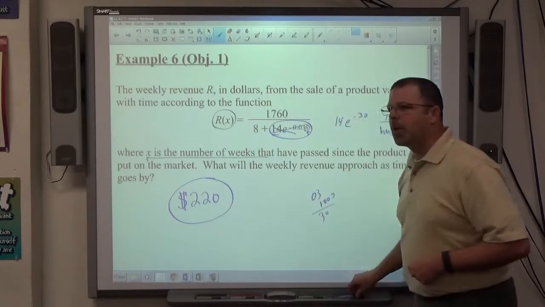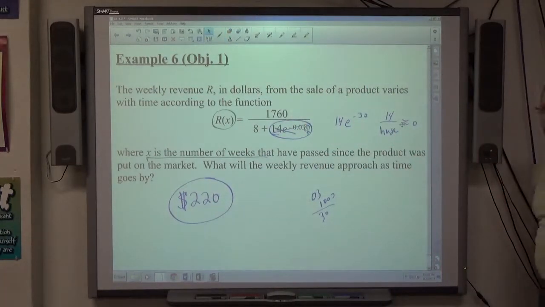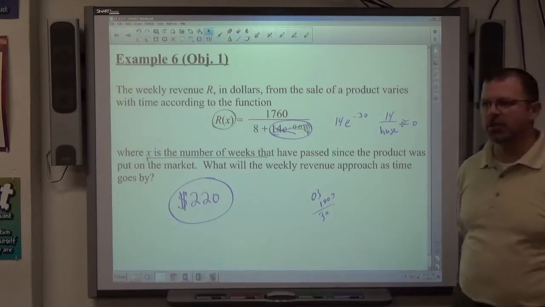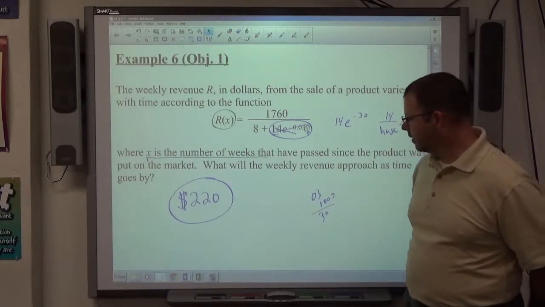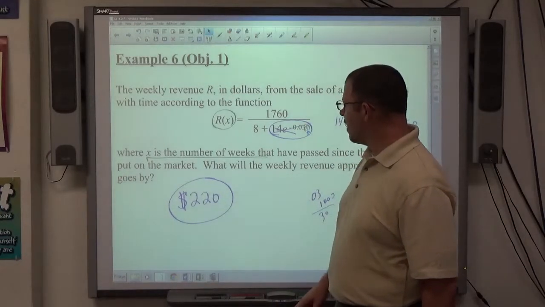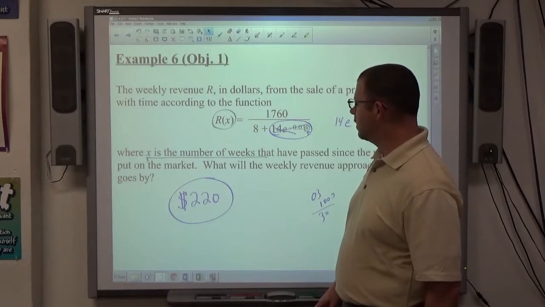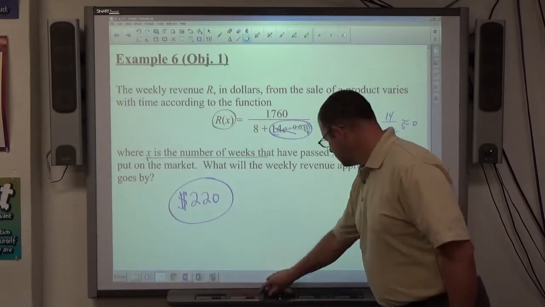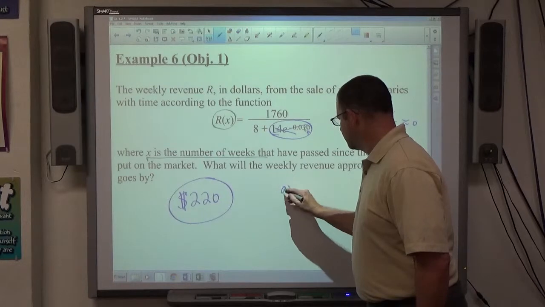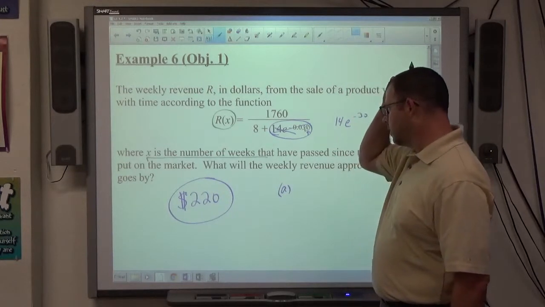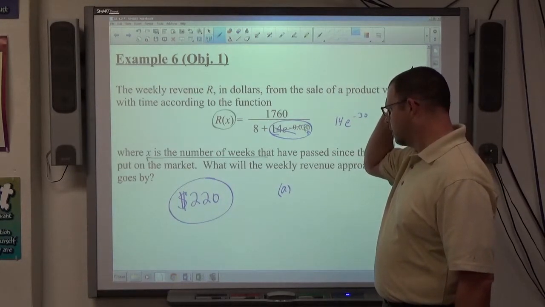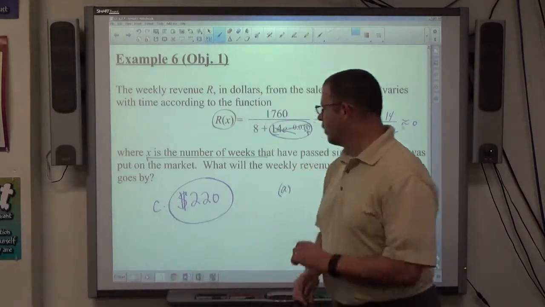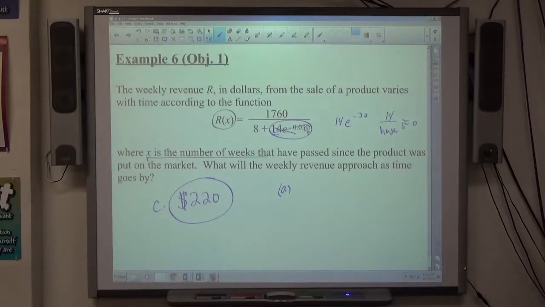The purpose of this problem and problems like this is to get a visual, graphical representation of one of these functions. You have A, B, and C. What's B and C? Well, A is what was the revenue immediately after the product was put on the market. B is what was the revenue 1 year after the product was put on the market. And C, what will happen to the revenue as X increases without bound. All right, so that's the C part. This is C, right? So the revenue will be $220 per week.